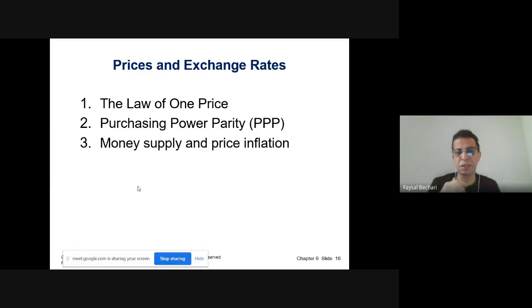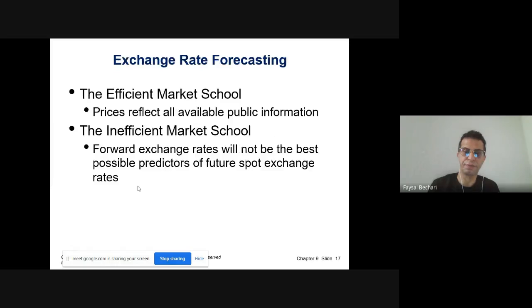And money supply and price inflation. Once again, it's how much money you are supplying to that country, and what's the price inflation. So the higher the price inflation, you need more money supply, and the price inflation might affect the economy in the country.